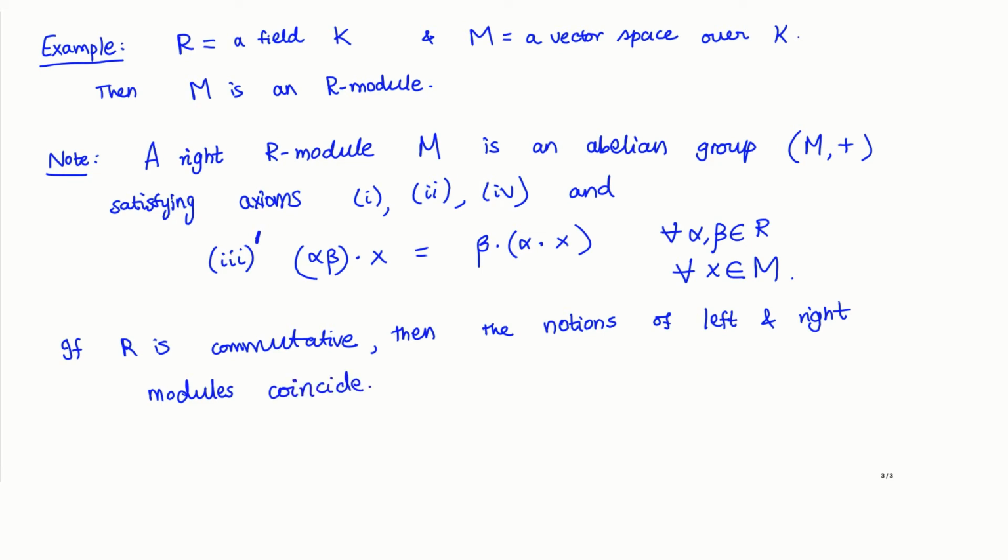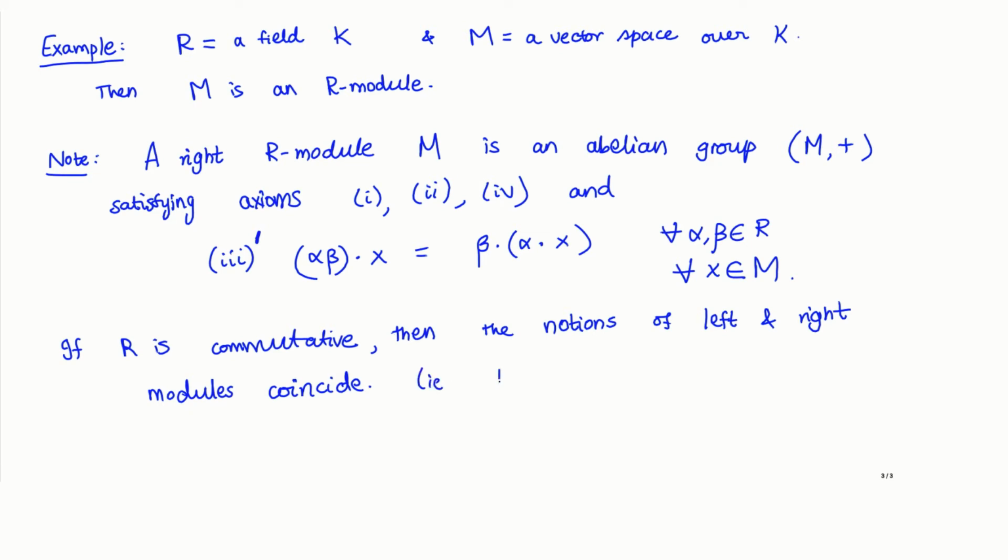Okay, in other words, a left module over R would automatically be a right module, and a right module would automatically be a left module. That map R cross M to M actually satisfies both 3 and 3 dash if R is a commutative ring. Okay, that's what we mean.